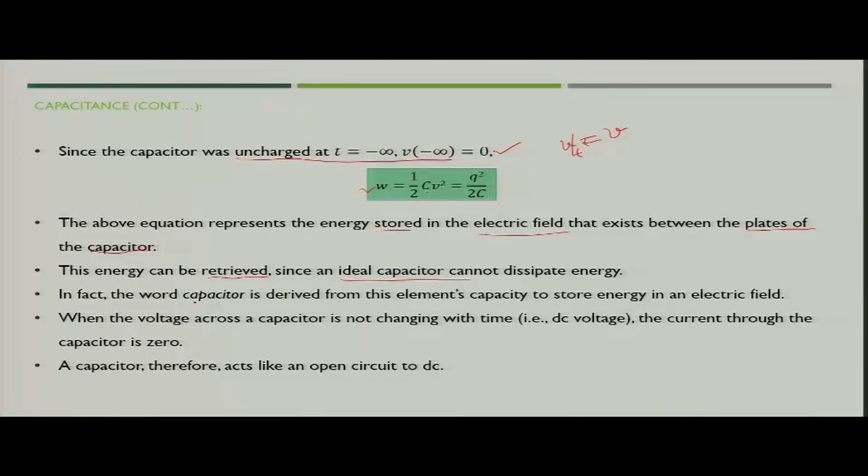So, that is why you can say that a capacitor is an element with capacitance, having the capacity to store energy in its electric field. Now, when the voltage across the capacitor is not changing with respect to time, the current through the capacitor would be 0. That means the capacitor acts like an open circuit for a DC voltage.